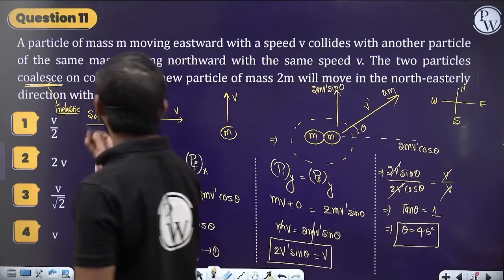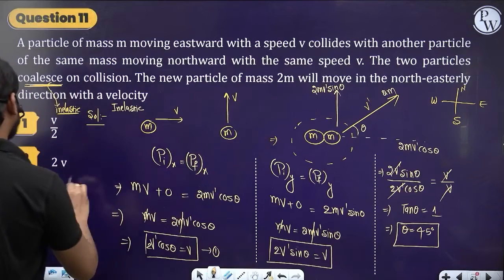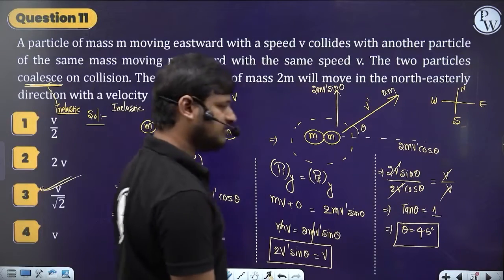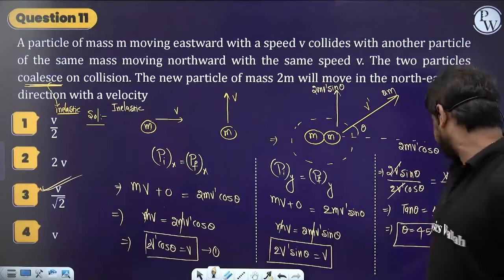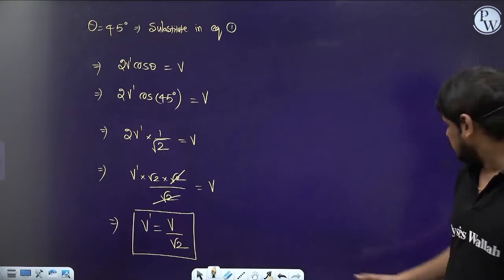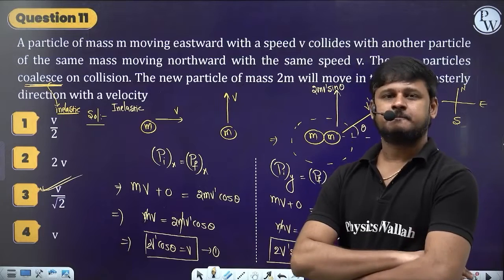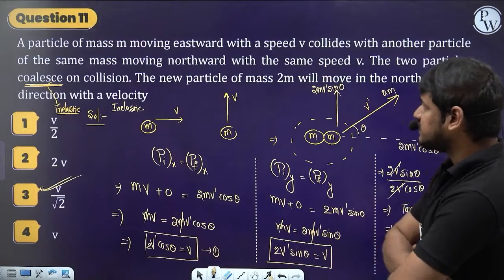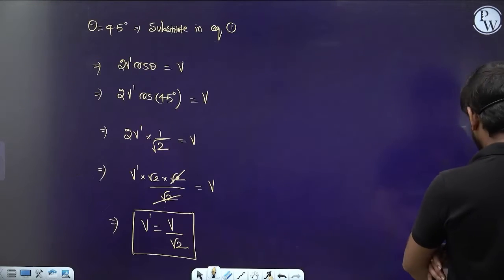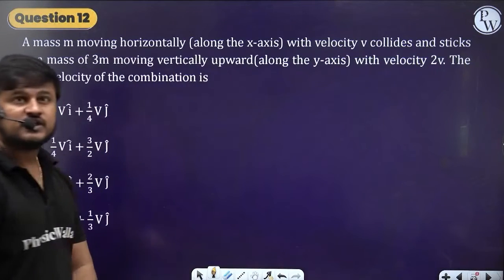They asked what is the velocity of the combination, which is v dash, v by root 2. Yes or no? We got the same, v by root 2. So option C, the third one, is the correct answer, guys. Clear? Understood the concept? Let's move further, so let's go for the next question.